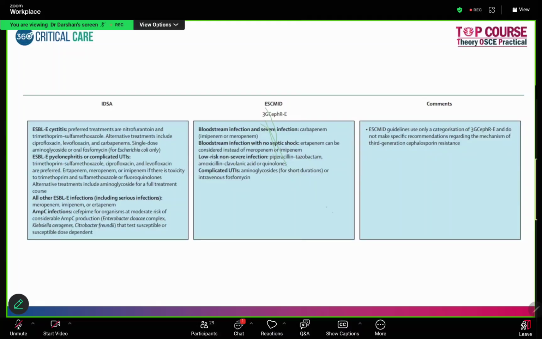Then the last one I was telling you about is AmpC inducers. If you see that you have a SPACE group of organism which is growing, especially something like Enterobacter cloacae complex, etc., at that particular time you can still think about use of carbapenems. Okay, so this is about ESBL.